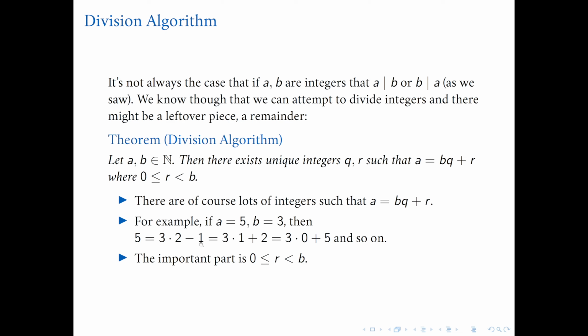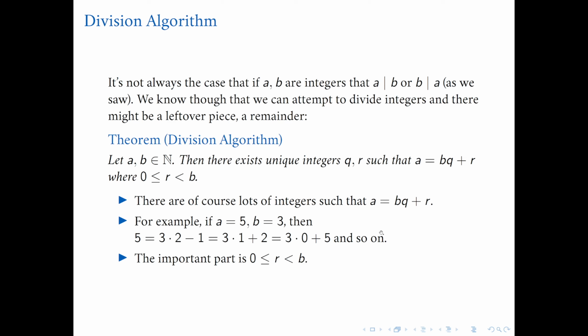But in this case, of the different r's we have, negative 1, 2, and 5, only one of them is bigger than or equal to 0 and less than 3. It's this 2. Only one works. And this q is also unique. There's only one quotient, it's 1. So not only do there exist integers, but there exist unique integers such that this happens. And this uniqueness is very important, as we'll see.